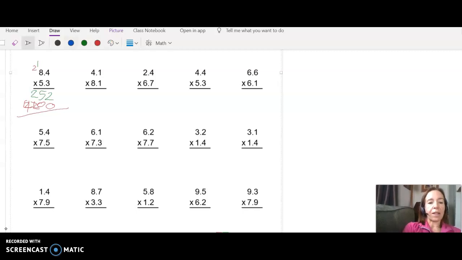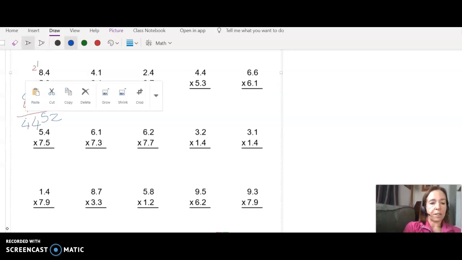Now I'm just going to add those two things together. So 2 plus 0 is 2. 5 plus 0 is 5. 2 plus 2 is 4. And the 4 is plus a 0 there. So it'll just be 4.